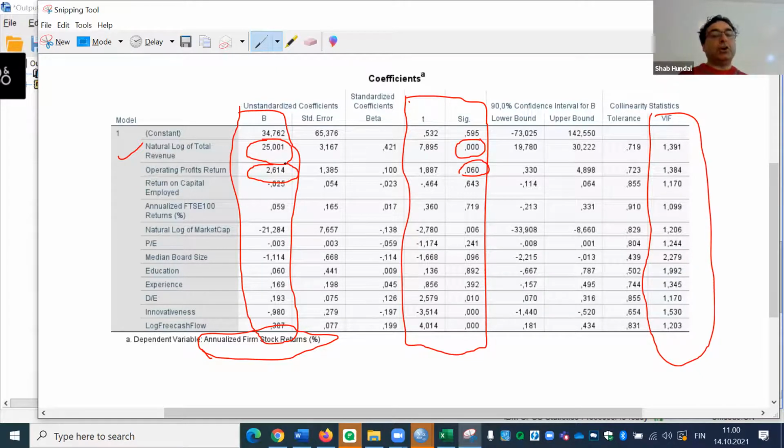Once again, don't go into the debate that this is 25 and this is 2, so this variable is 12 times more powerful than that. Don't go into that debate. Don't even look at their absolute values or bother about them. Just bother, first, is it significant? Second, is it positive or negative? That's it.